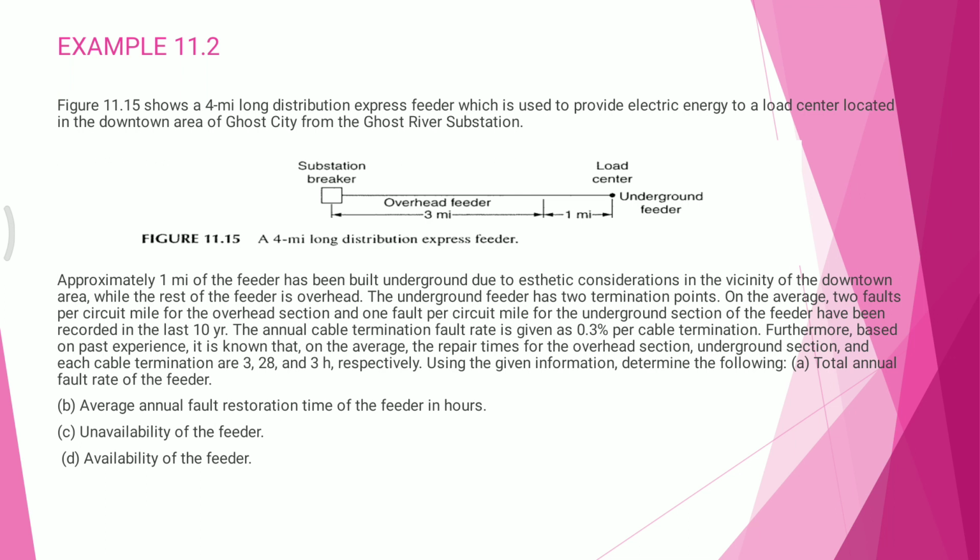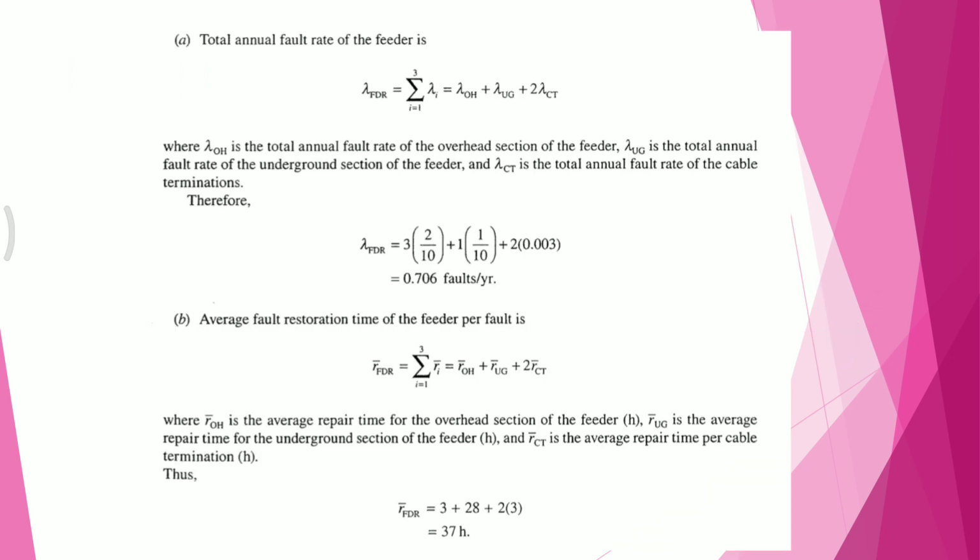Using this information, we are told to determine the total annual fault rate of the feeder, average annual fault restoration time of the feeder in hours, and unavailability of the feeder and availability of the feeder. Firstly, we calculate the total annual fault rate of the feeder, which can be given as the equation below.